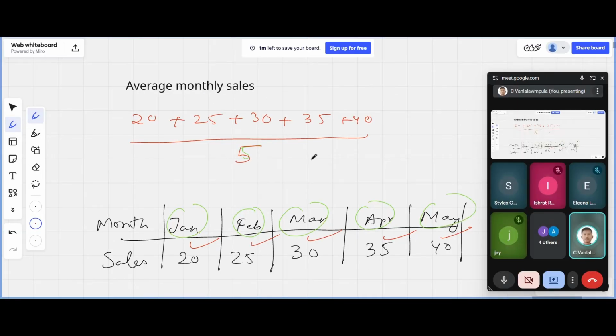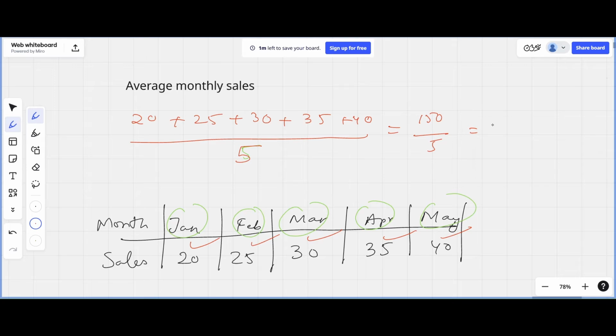So let's find out. What is the total? 150. 20 plus 25 plus 30 plus 35 plus 40 is 150. 150 divided by 5 is 30. That's it. It's so easy, right?